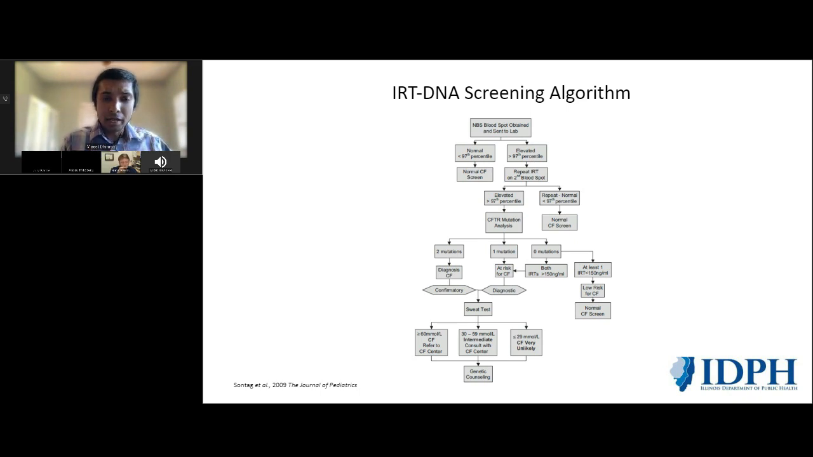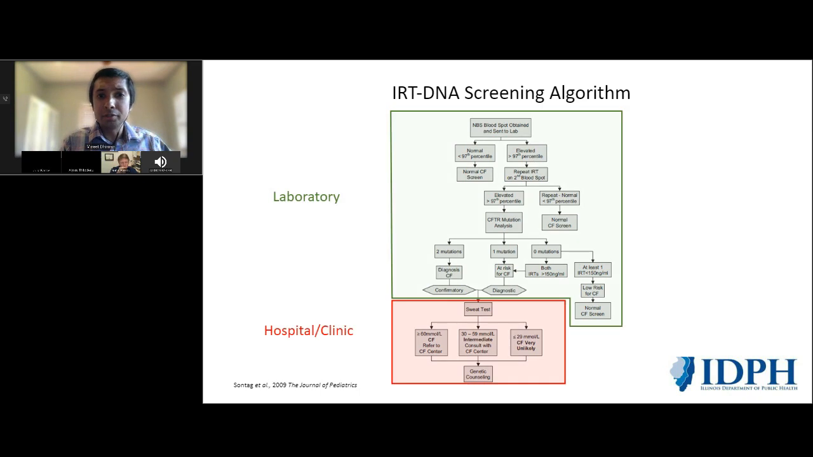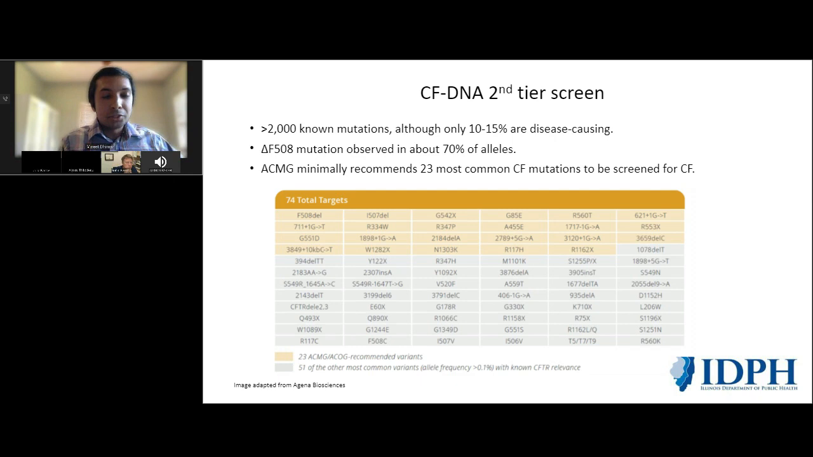And so everything in the green happens in the laboratory, and everything here in the red, the sweat test, happens in either the hospital or the clinic where the diagnostic testing typically occurs. So as mentioned previously, there's over 2,000 known mutations with only about 10% disease causing. The most common mutation that's observed is delta 508, which is observed in about 70% of alleles.